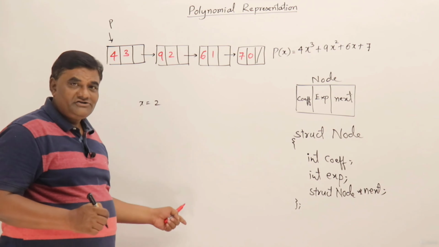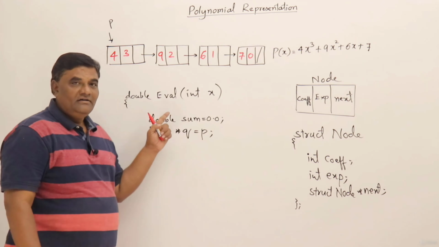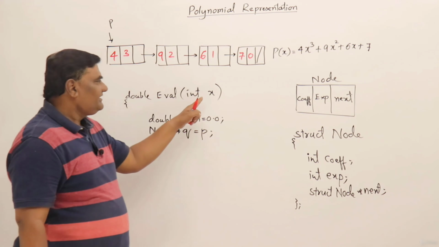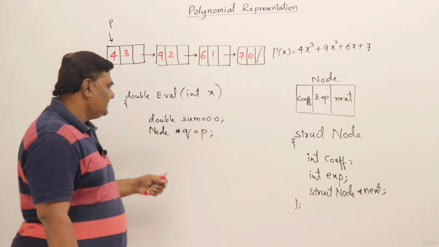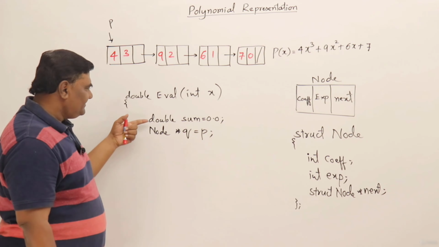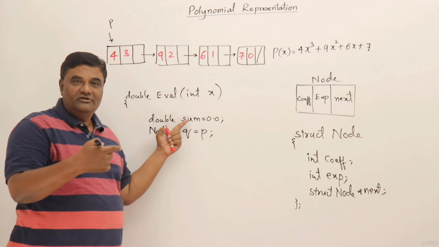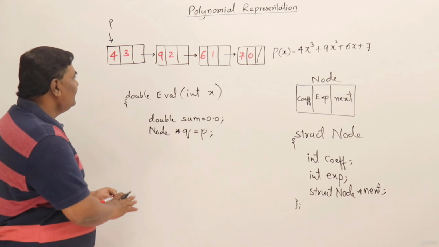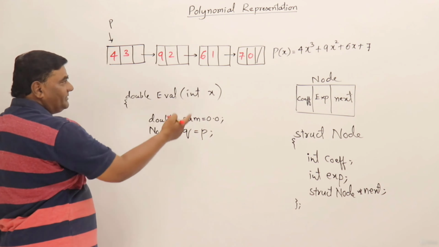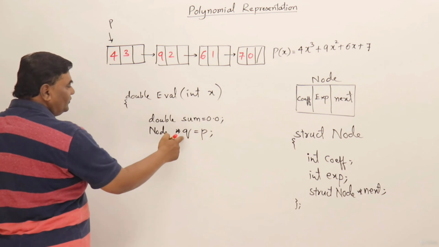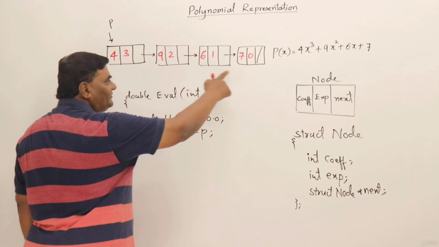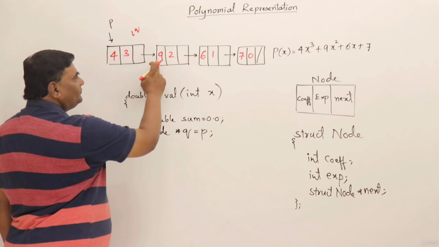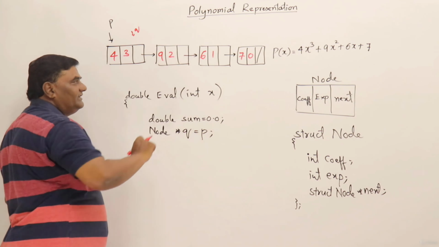So I will write a function here for evaluation. Here is the function. The function name is eval, which takes a parameter x, the value of x. Then I have some temporary variables, that is sum, for finding the sum of all the terms. And I have taken a pointer q, pointing to p. I have named the first pointer p because it represents a polynomial. So q is a temporary pointer for scanning through this list. So q will be pointing here. q will be accessing a term and moving to the next term. In this way, it will scan the whole linked list.